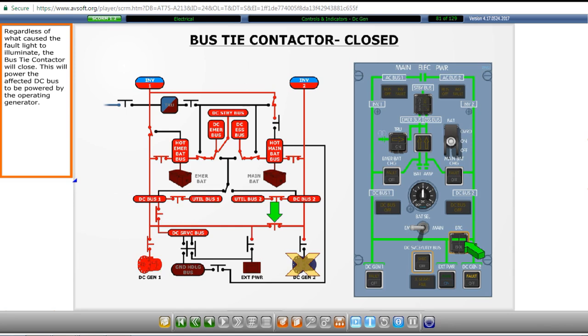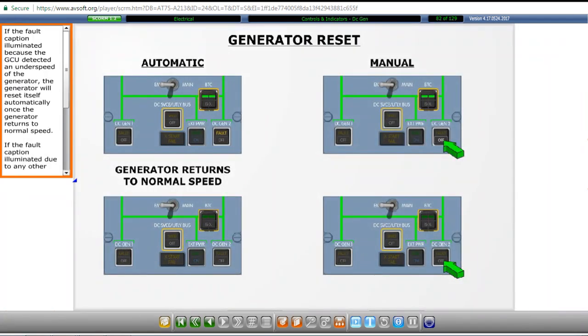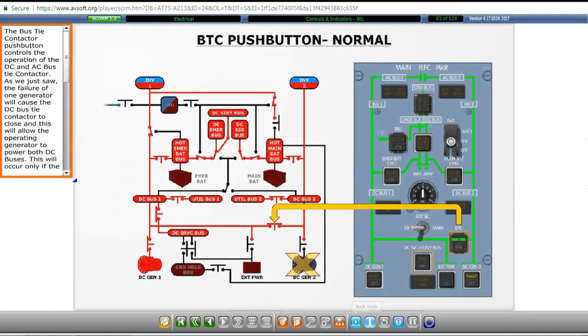Regardless of what caused the fault light to illuminate, the bus tie contactor will close. This will cause the affected DC bus to be powered by the operating generator. If the fault caption illuminated because the GCU detected an underspeed, the generator will reset itself automatically once the generator returns to normal speed. If the fault caption illuminated due to any other GCU protection, the generator would have to be reset by cycling the affected generator push button.